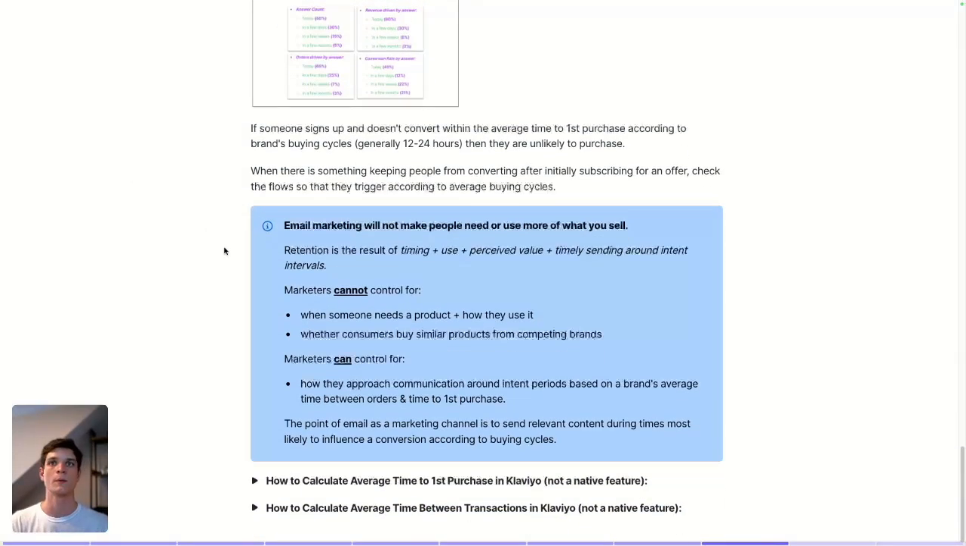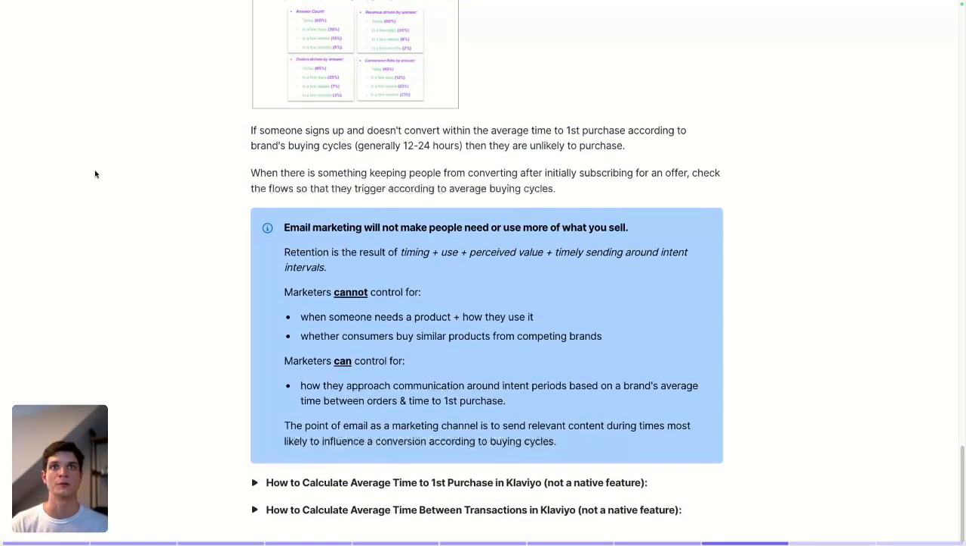So email marketing will not make people need or use more of what you sell. Retention is the result of timing, use case, how people use the product, perceived value of the product, and timely sending around intent periods. Marketers cannot control for all of those things. They can definitely control for timely sending around intent intervals, but marketers cannot control for when someone needs a product or how they use a product. And they definitely can't control for whether consumers buy competing products from similar brands.